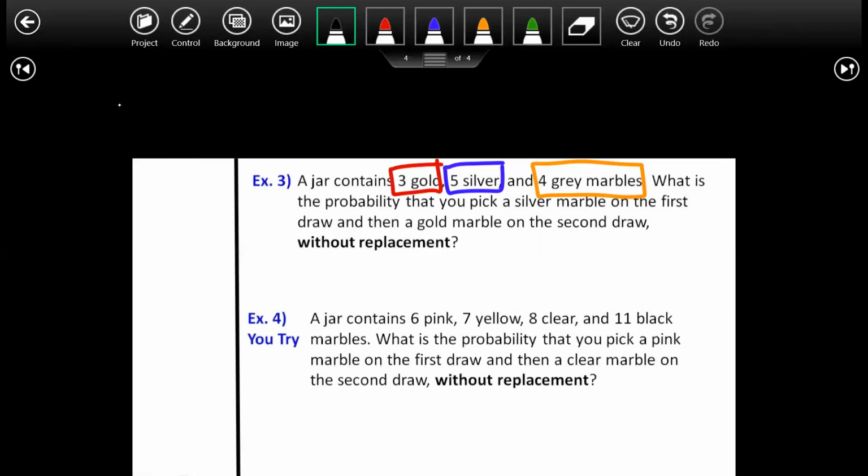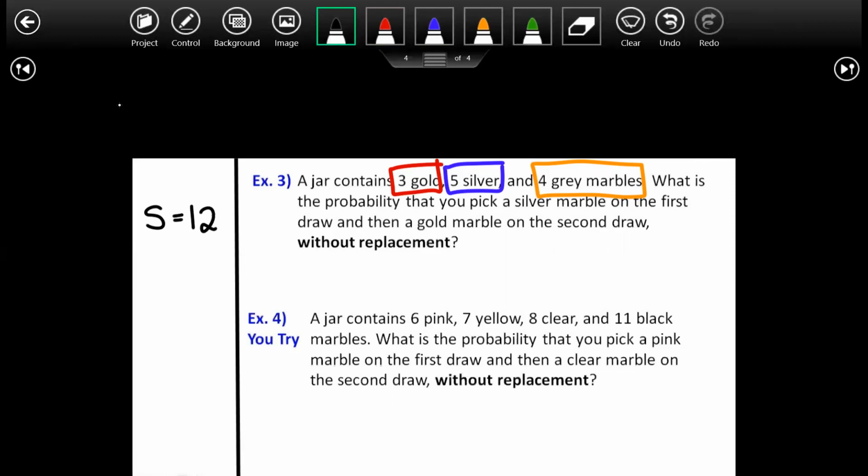Again, we always have to look at the sample size. How many different marbles do we have in this bag? 3 different ones, but we have a total of 12 marbles. So a sample size of 12 different outcomes, right? I can choose 12 different ways to get a marble.